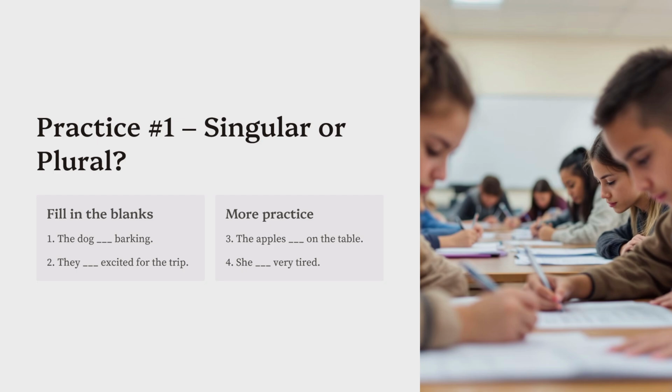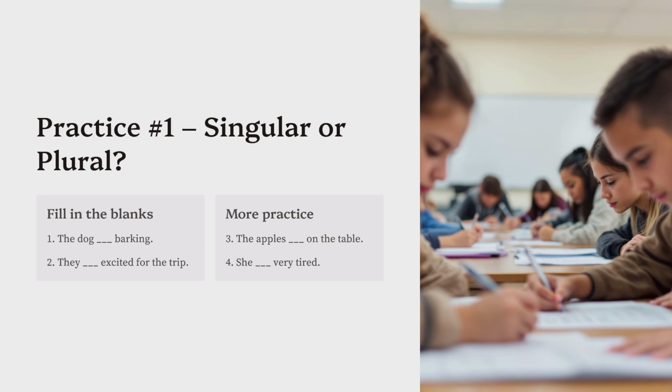So our first sentence, the dog blank barking. The dog blank barking. Now here's the trick. Start by identifying the subject. Is it singular or plural? That's right, it's singular. So we are talking about one dog, not multiple dogs. And as we've learned, when the subject is singular, we use is. So the correct sentence is the dog is barking.